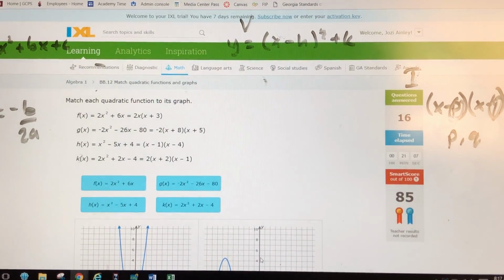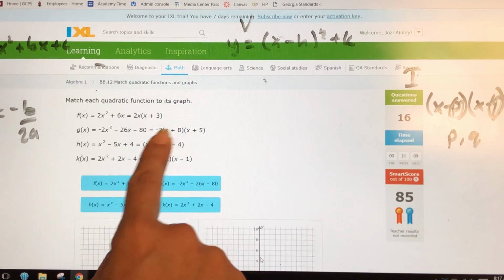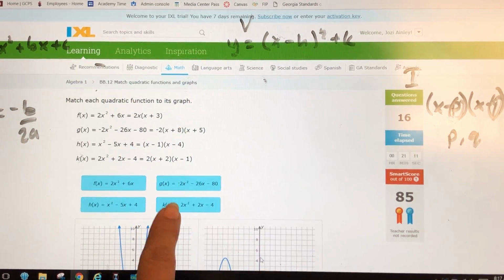All right, look for my roots. Ooh, they got 3 roots. That's perfect. I love roots. Roots are easy.